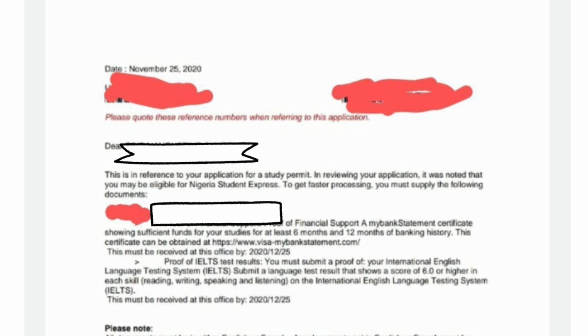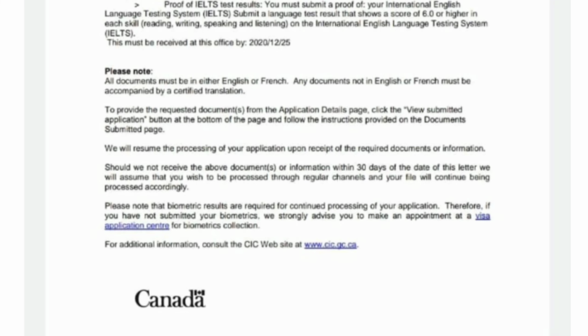And the second point is proof of IELTS test results. You must submit proof of your International English Language Test, a language test result, and show a score of 6.0 or higher in each skill: reading, writing, speaking, and listening on the International English Language Testing System, IELTS. This must be received at the office by December 25, 2020. That's still 1 month from the date of the letter. So please note, all documents must be in either English or French.